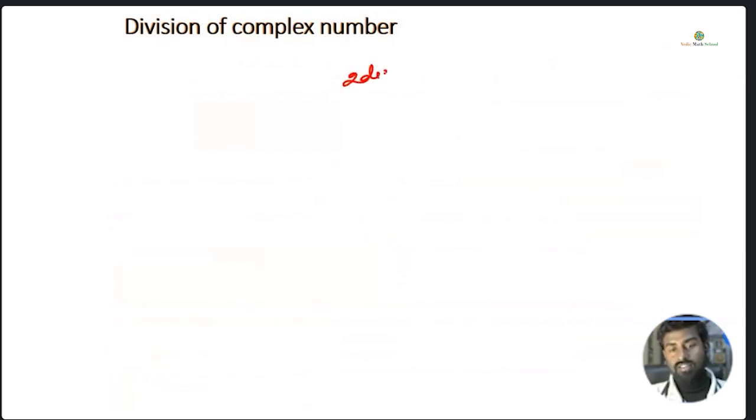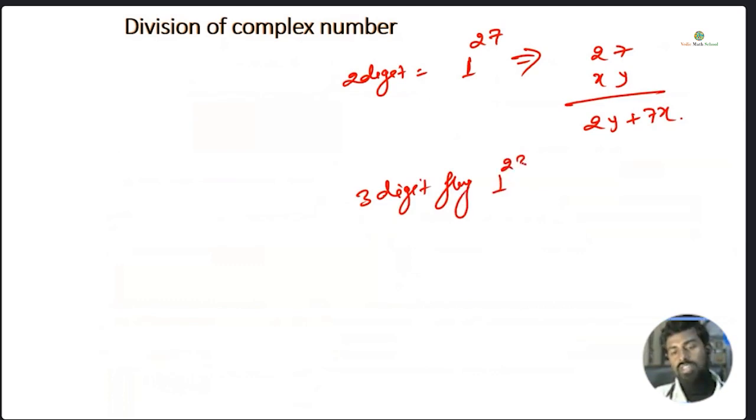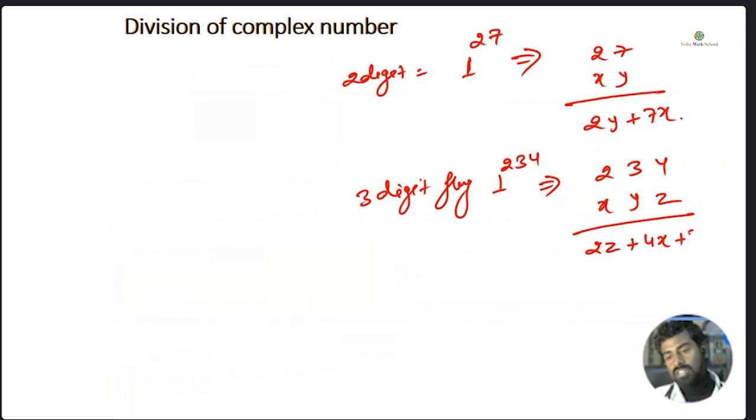Just write down here. For a 2-digit flag, if the number is like this, 127, how are we going to multiply? Suppose x and y, you are writing 2y plus 7. If there is a 3-digit flag, 3-digit XYZ, suppose 1, 2, 3, 4, so I'm writing 2, 3, 4 and x, y, z. So it is 2z plus 4x plus 3y.